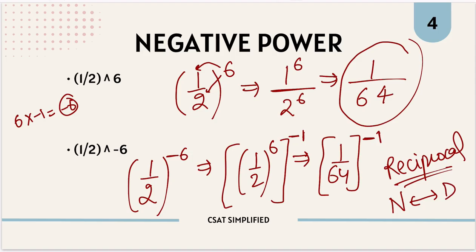Reciprocal means it changes numerator to denominator and denominator to numerator. So 1 by 64, numerator is 1 and denominator is 64. If we do the reciprocal of this, the numerator will become denominator and denominator will become numerator. So it will turn into 64 by 1, correct? So the reciprocal of 1 by 64 is 64 by 1 or 64. So this is how you deal with the negative power. What does the negative power mean? Negative makes it a reciprocal of the fraction, correct?